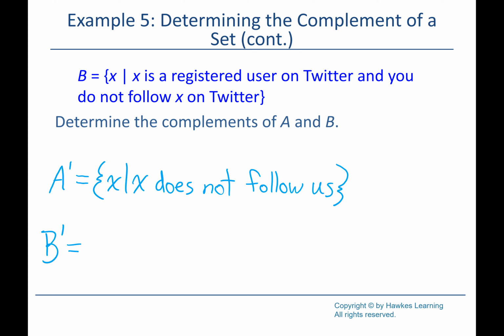Okay, and B complement. So B is a set of Twitter users that we do not follow. So B complement would be people that what? That we do follow. Okay, it'd be all the people we do follow. So X is a Twitter user we follow, I guess, something like that.